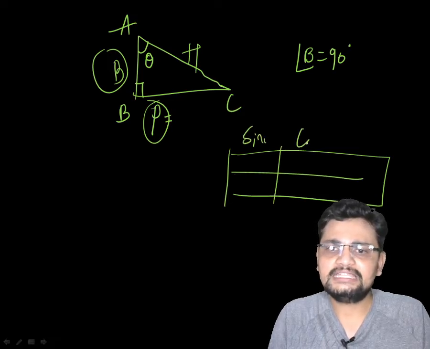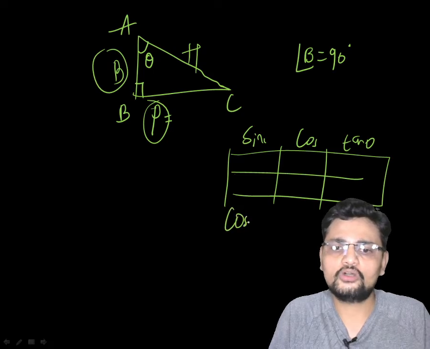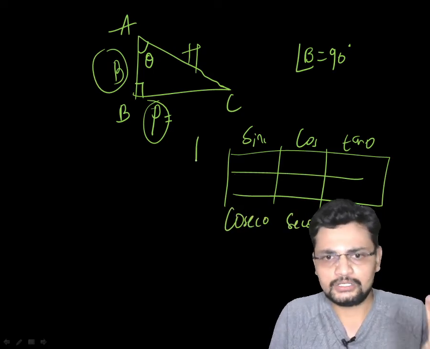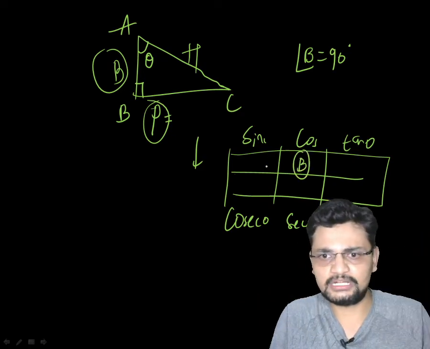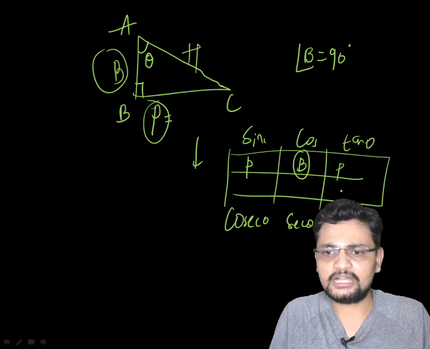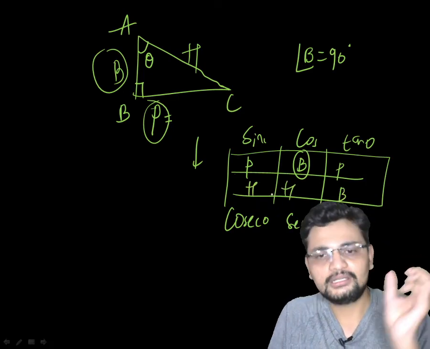You will write sine, cos, tan in the first row, whereas in the second row, cosecant theta, secant theta and cot theta. So you will come downwards. So the placement of Bonda is between two pakodas and the placement of Bonda is after two halwas. This is one of the shortcuts to remember.